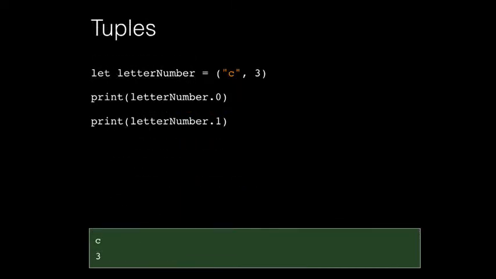Okay, next, tuples. This is the basic syntax for a tuple right here. You can also put a name in there, which I'll show you next, but if you don't, you refer to it by its position, like dot 0, dot 1.